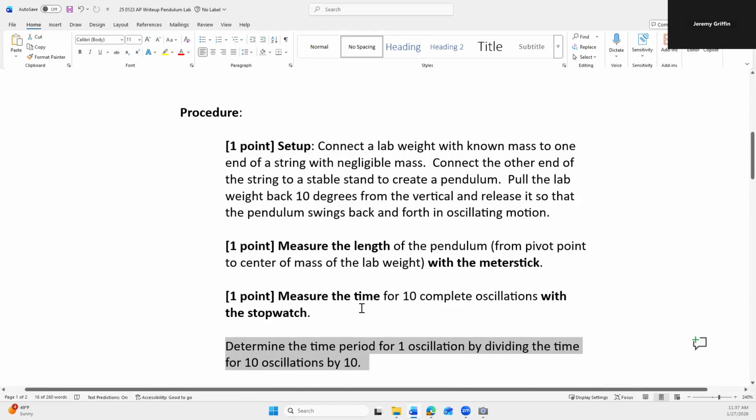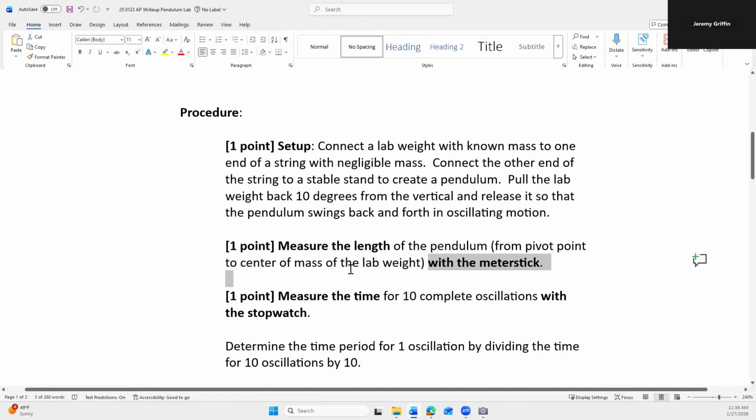Now, if yesterday the write-up you went with was changing the angle, then you want to say measure the initial angle with the protractor. Right. If you said to change out the masses, and you want to do that write-up, you'd say measure the mass using the scale. Okay. All right, so you can switch out this first point depending on what your write-up is.